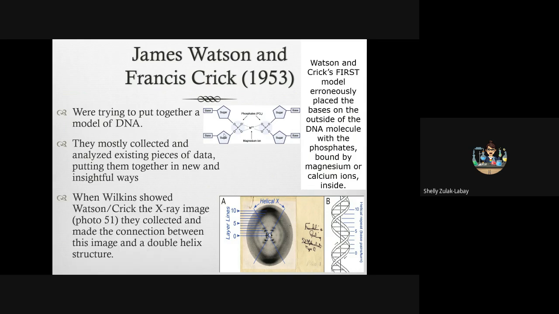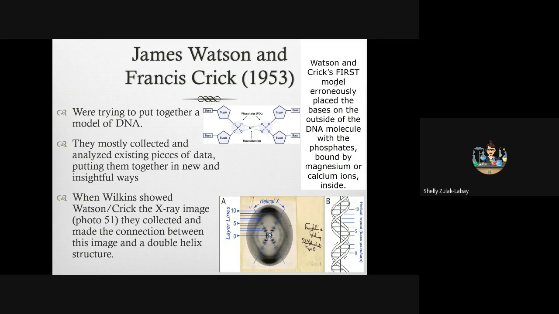Now, this part I started to talk about a little bit. When their friend, Maurice Wilkins, showed James Watson and Francis Crick the photo 51 Rosalind Franklin took, it's what they needed to see to give them definitive proof that DNA was not a triple helix model and instead should be a double helix model. With this part, you don't have to write down. This is just as an aside.